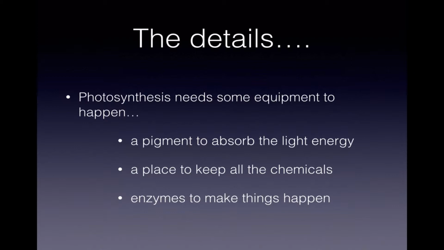Now, the details. Photosynthesis needs some equipment to take place inside of most cells. The first thing you need is a pigment to absorb some of this light energy. Pigments are chemicals that are usually brightly colored, and they are able to absorb some of the electromagnetic radiation. They also need a place to keep all these chemicals. So we need a compartment or an organelle to hold the equipment, the enzymes, the chemicals for photosynthesis. And finally, we need the little molecules that are grabbing onto substrates and causing them to change. These proteins are called enzymes, and they make things happen. They run your metabolism, and photosynthesis is part of the metabolism of plants.